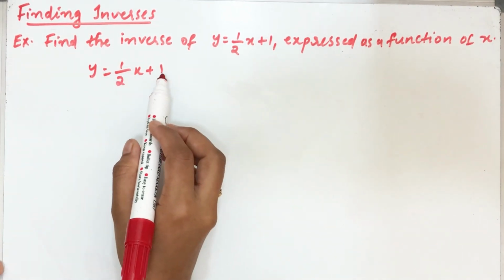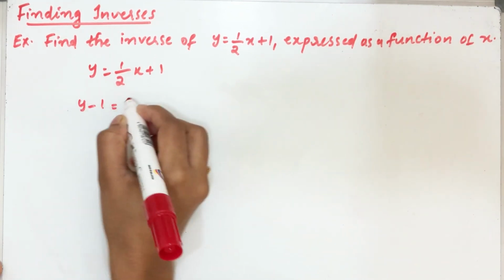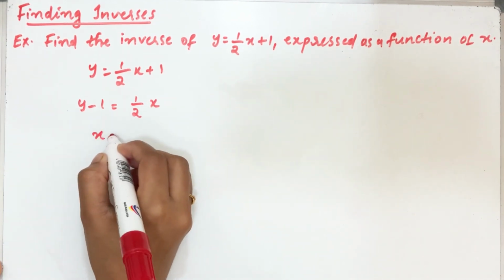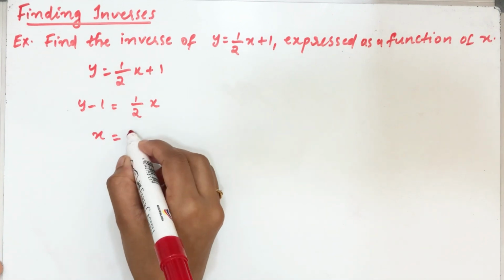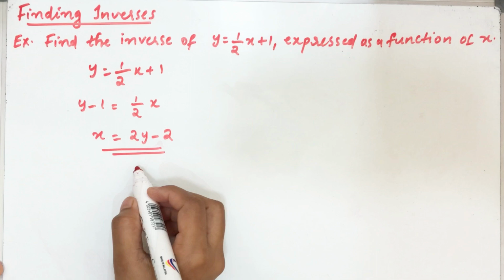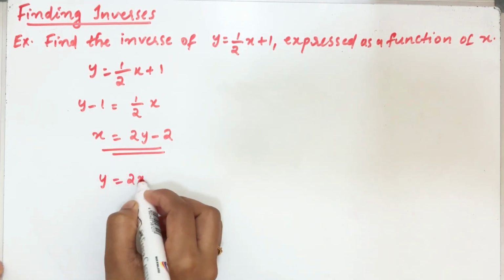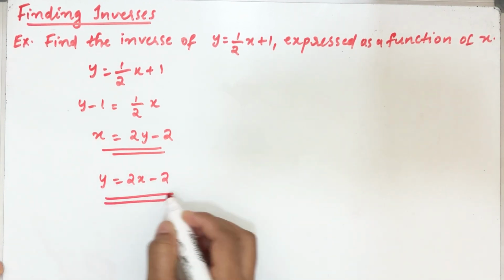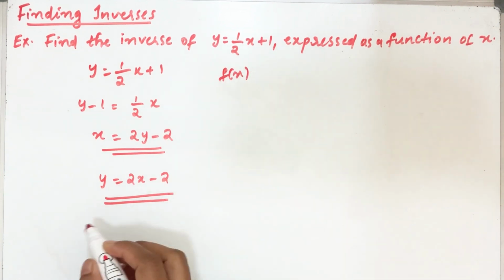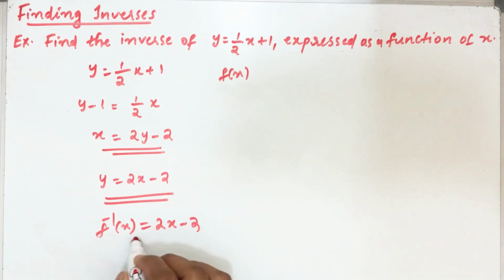So we can find x from this. Here we will get y minus 1 is equal to 1 by 2 x, or we get x is equal to 2 into y minus 1, or 2y minus 2. So this is x. Next we can interchange x and y. Then we will get y is equal to 2x minus 2. So this is the inverse. If this is the function y equal to f of x, then we can write f inverse of x is equal to 2x minus 2.